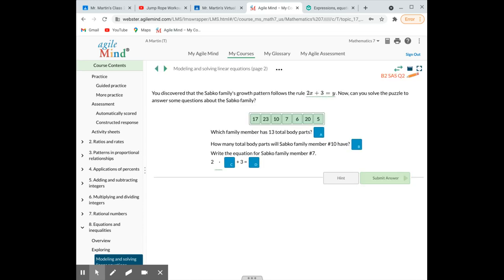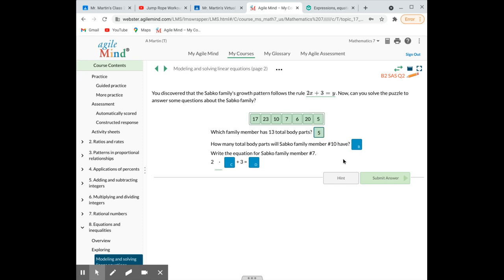All right, would you read that for us, please, Najayla? You discovered that the Sabaco family's growth pattern followed the rule 2x plus 3 equals y. Now you can solve the puzzle to answer some equations about the Sabaco family. All right, so what would we do? It says, which family member has 13 total body parts? Do we know that? Yes. Okay. Which family member had 13 total body parts? Number 5. Okay, good.